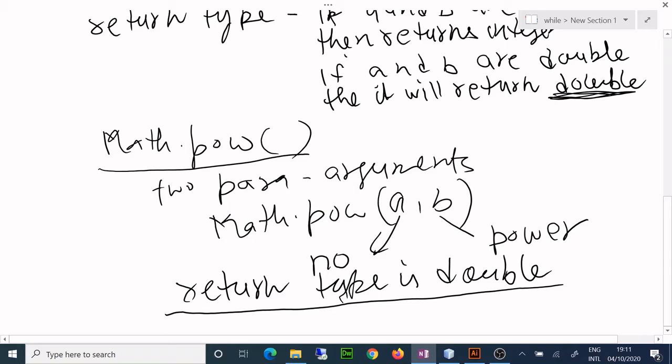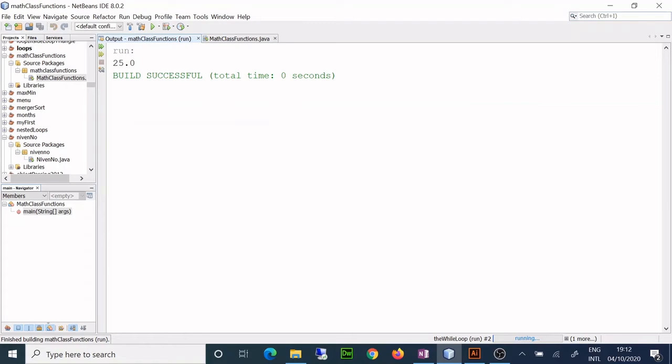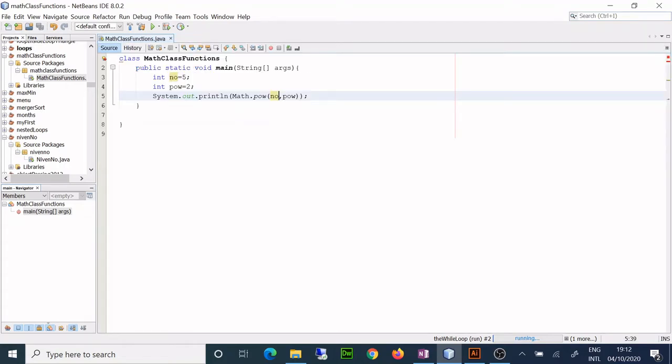You have to keep in mind the return types, and the reason is, if an output question is asked and I say 5 to the power 2 and you write 25, it is not conceptually correct, because it will print 25.0, which means that its return type is double.